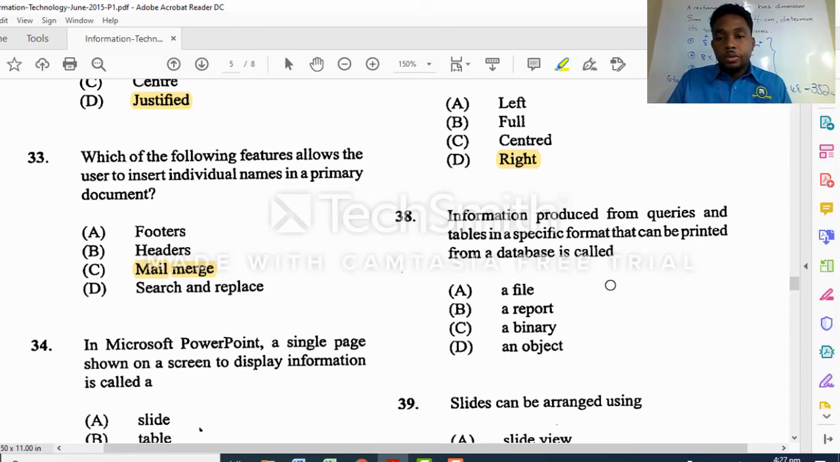38 here, so information produced from queries and tables in a specific format that can be printed from a database is called what? If you want information that is produced, which can come in hard copy later on to use, and it's generated from your queries and tables in a specific format, so you can design the format in which you want to represent the data, we consider that a report. So you can produce a report in this case.